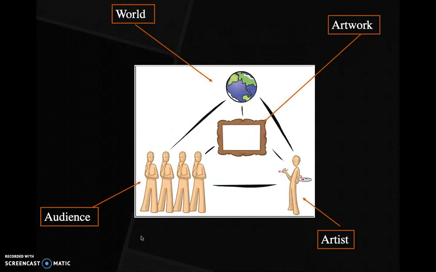So here is the conceptual framework illustrated. You have the artwork in the middle, and it has a relationship with the artist, the world, and the audience. But these different agencies also interact with one another. How does the artist influence the audience? How does the world influence the artist? That's what we look at when studying art. So let's break down these agencies in better detail.